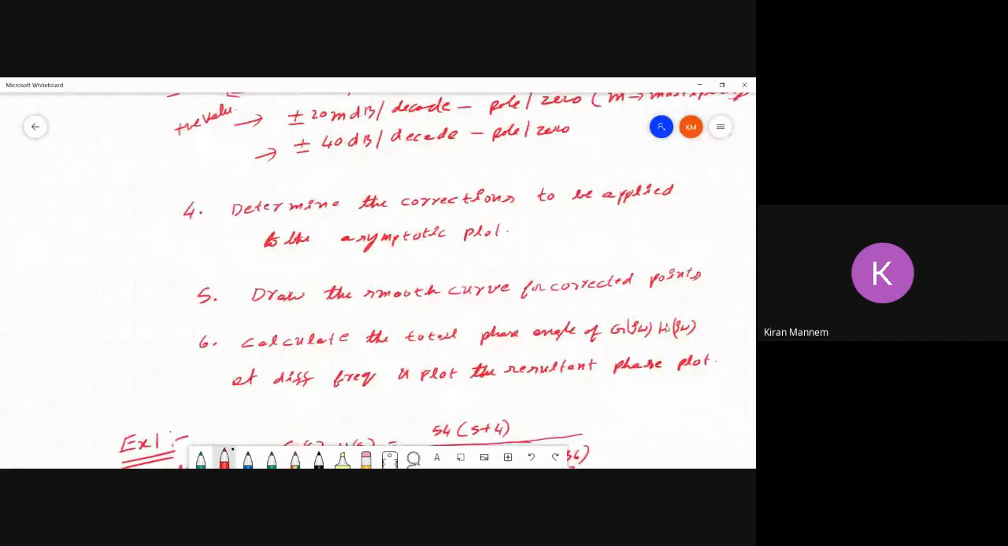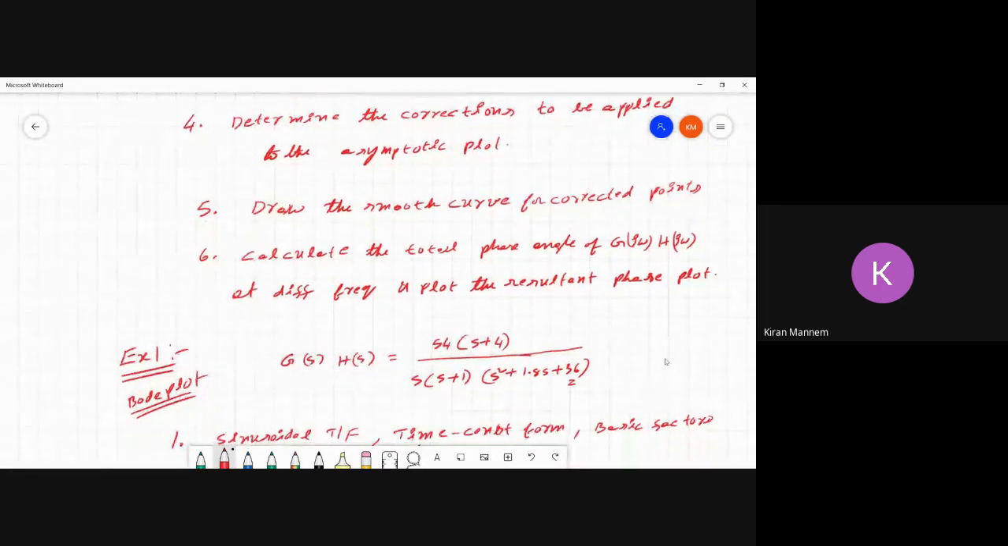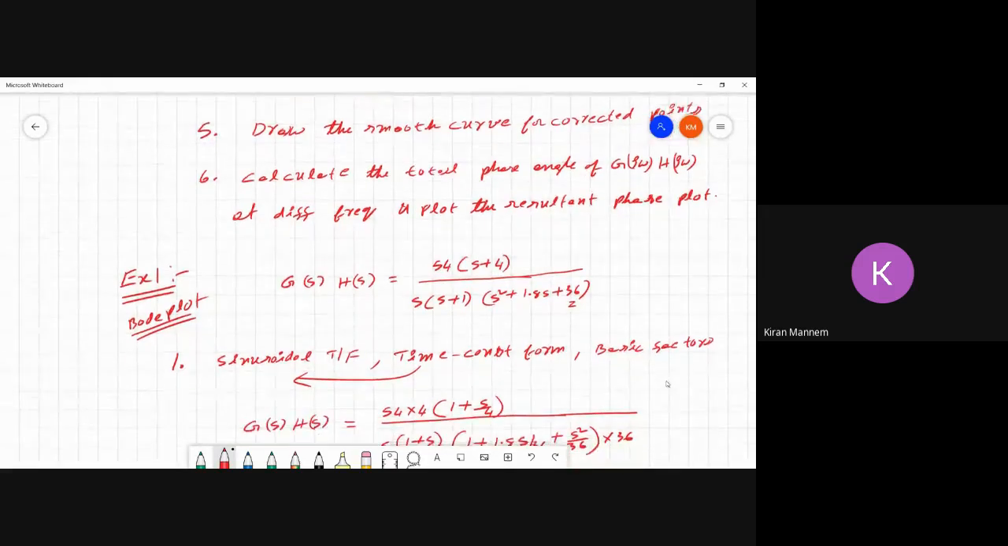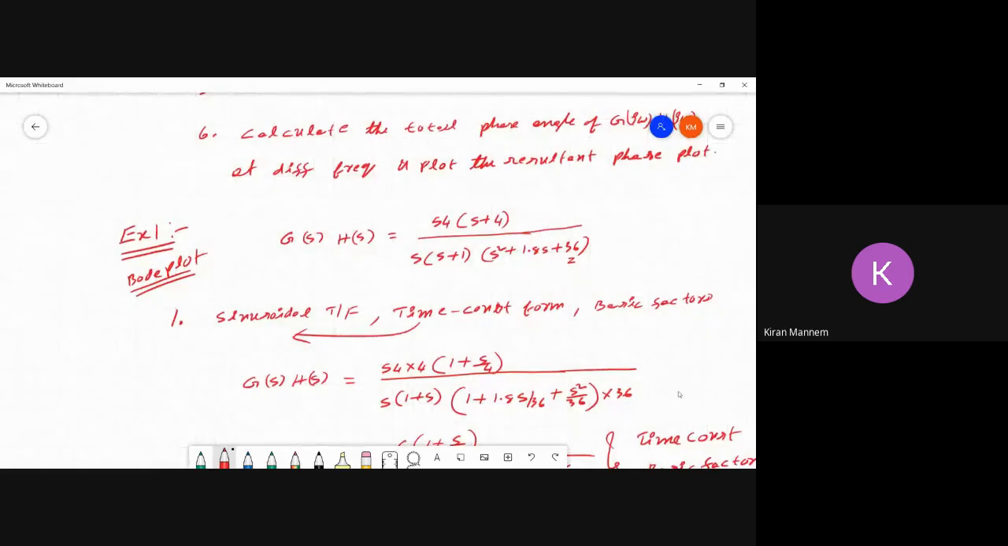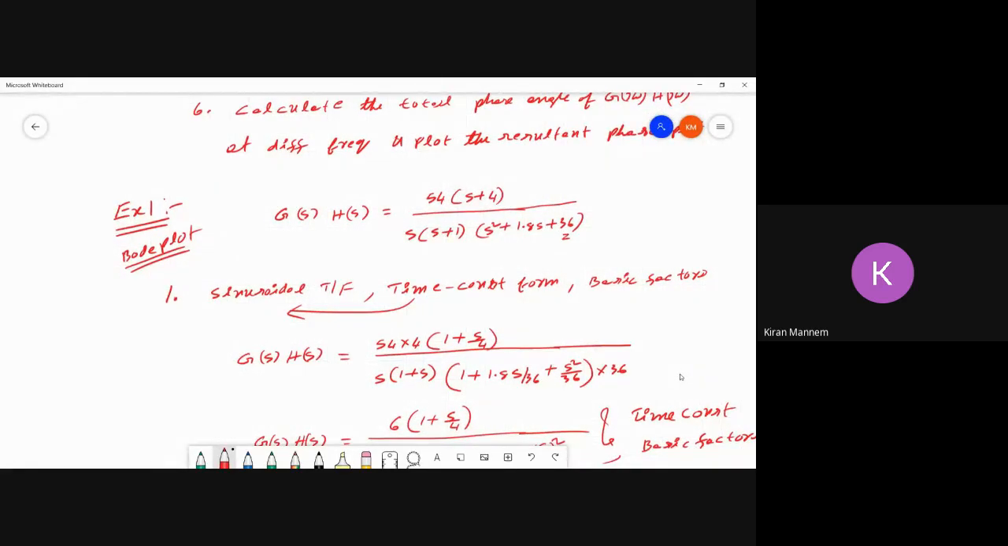Then determine the corrections to be applied to the asymptotic plot. Draw the smooth curve for the corrected points. Then calculate the total phase angle of G of j omega, H of j omega at different frequencies, and plot the resultant phase plot. So to draw the Bode plot, we took one example, that is G of S into H of S is equal to 54 into S plus 4 by S into S plus 1 into S square plus 1.8 into S plus 36.